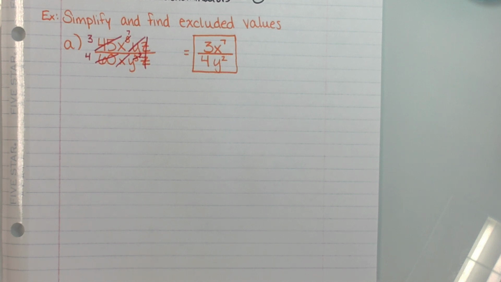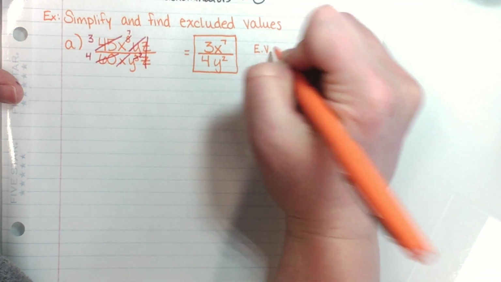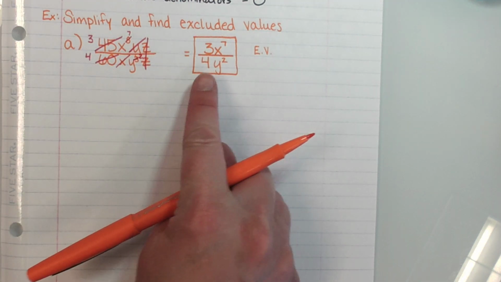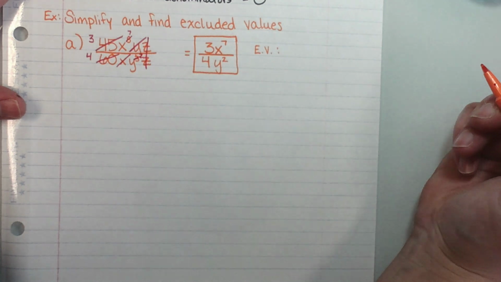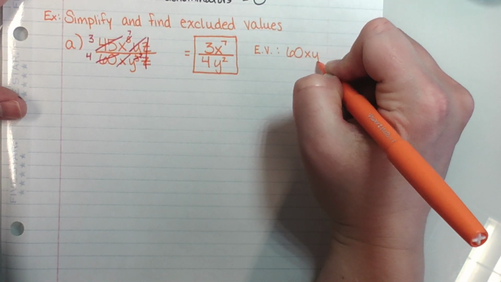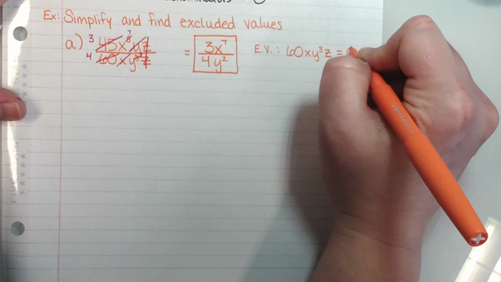It's not my full answer though, because what's the other thing it wants? Excluded values. Now, excluded values are what not only make the simplified denominator equal to 0, but what make the original denominator equal to 0. So, to find them, take your original denominator, which was 60xy^3z, and set it equal to 0.